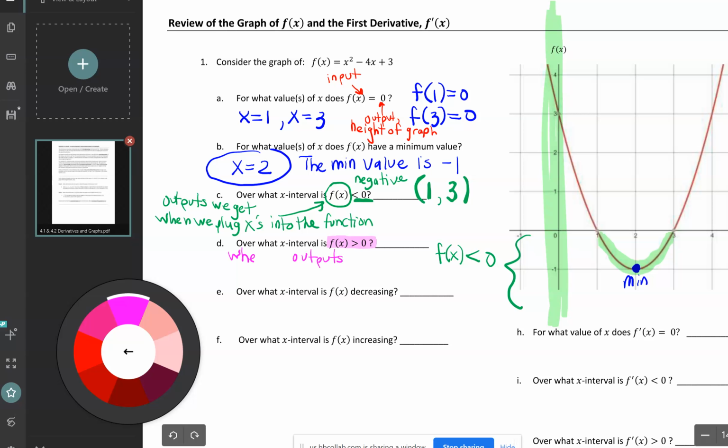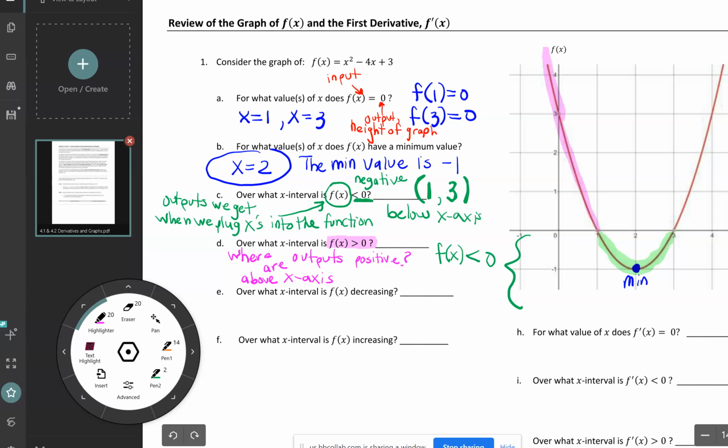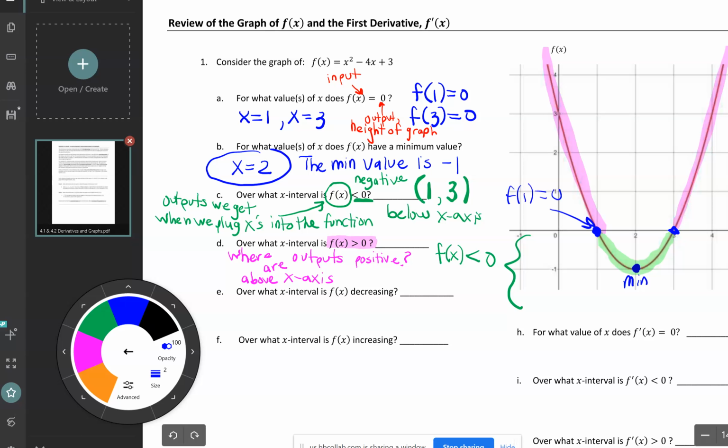Where are outputs positive? Well, they're positive if they're above the x-axis, right? So that's going to be above x-axis. Maybe I should go up here for C and put below x-axis. Okay, so above the x-axis, here and here, that's where my outputs are positive. And again, at 1, it's equal to 0, so I'm not going to include that. And at 3, it's also equal to 0, so I'm not going to include that one either.